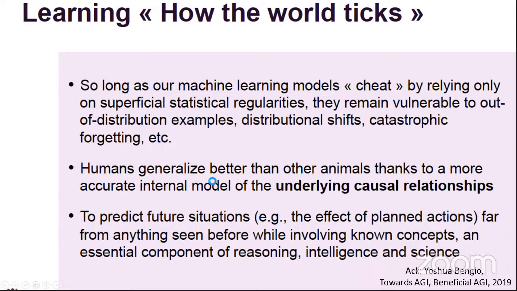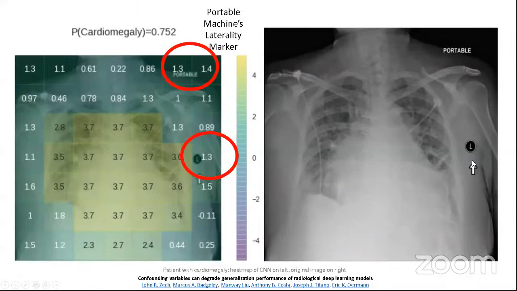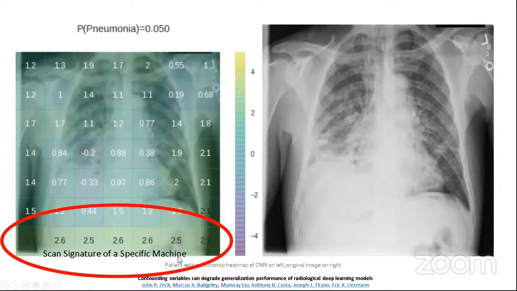And his thesis is that humans generalize better than other animals thanks to a more accurate internal model of underlying causal relationships. Of course, this is debatable, but again, his view is that if we don't have that, then we will be creating models which are essentially relying on superficial statistical regularities, which, for example, we saw with the X-rays, right? These models are looking at whether the machine is portable or has a laterality marker, or looking at the scan signature of a specific machine rather than looking at lesions of the disease. So those challenges are there.